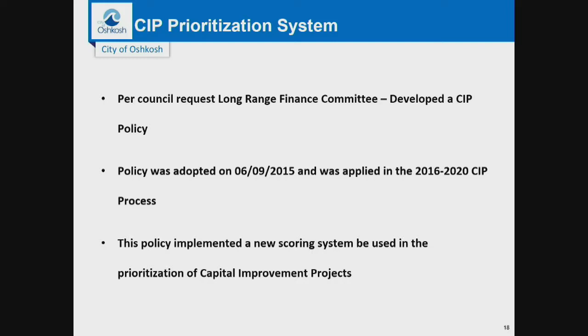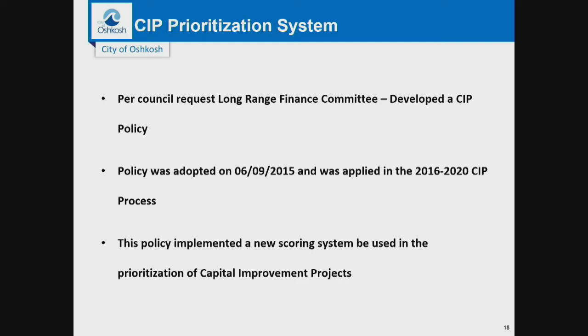After 2015, we were charged by the Common Council with getting a more enhanced prioritization system and looking at the possibility of a formal CIP policy. And so in 2015, the Long Range Finance did do a policy, and it was adopted by the Common Council. That new policy was implemented in the 2016 and 2020 CIP process. This policy implemented a new scoring system that assisted in the prioritization of the capital improvement projects.